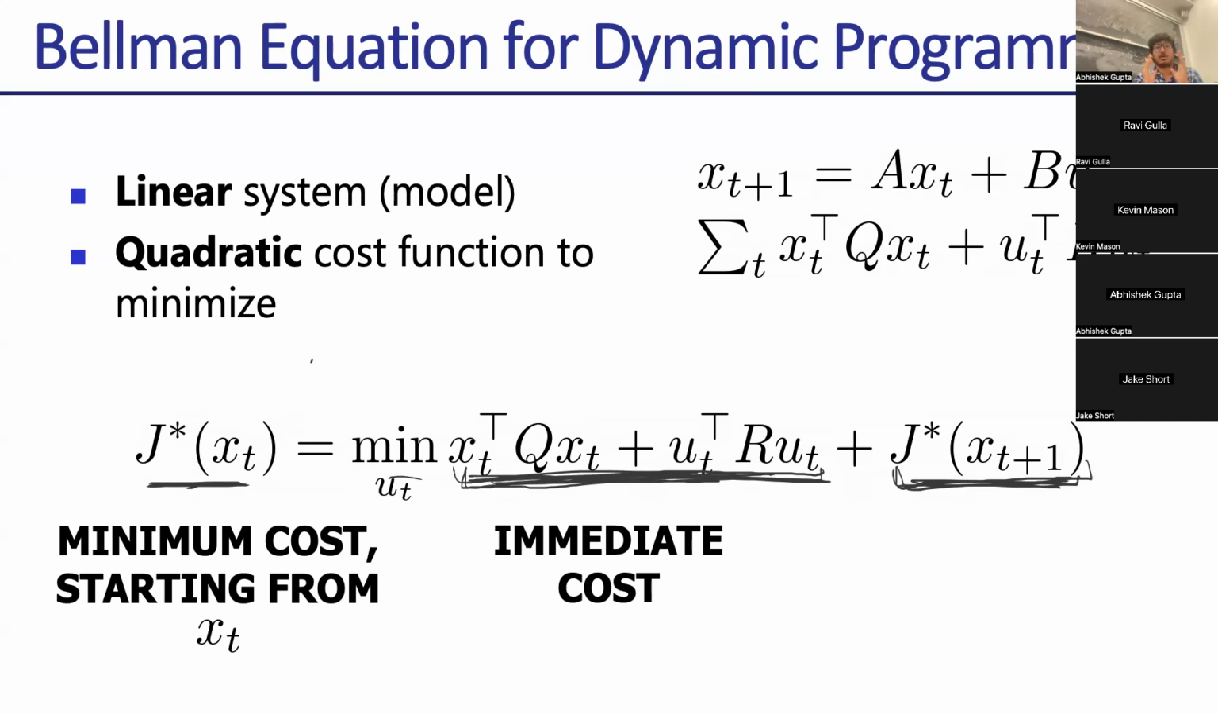It's saying the cost now is equal to the minimum of the immediate cost plus the future cost. And importantly, you're not minimizing just over this, you're minimizing over the sum of these. And U doesn't just affect the immediate cost, U also affects the future state. And because it affects the future state, it's going to affect the future cost.